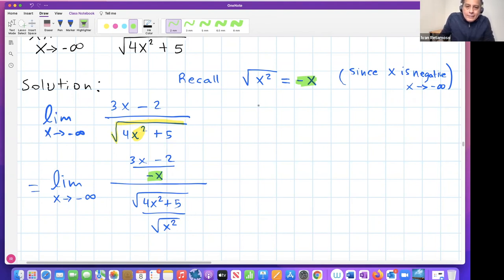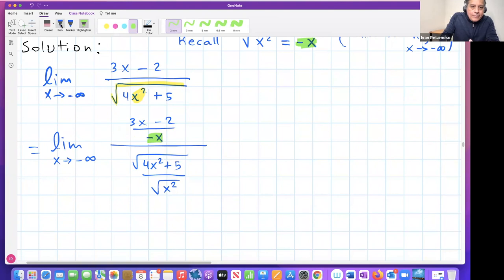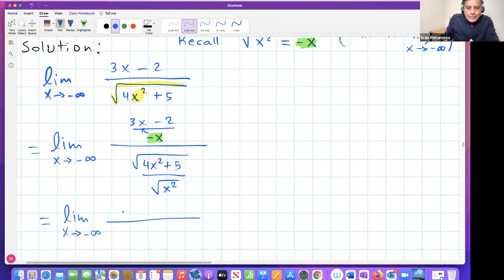And I write this in this form because they are equal, to facilitate the inclusion of this into the 4x squared plus 5, in radical form. All right, guys, after you do this, the rest is basically algebra. I'll show you. Negative x into this, negative 3, after canceling x and x. Negative x into negative 2, after doing negative divided by negative, positive, this will be 2 over x.